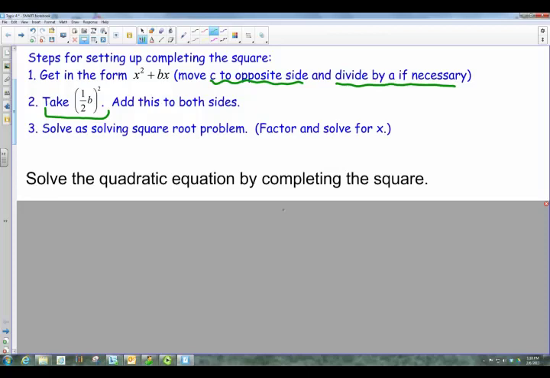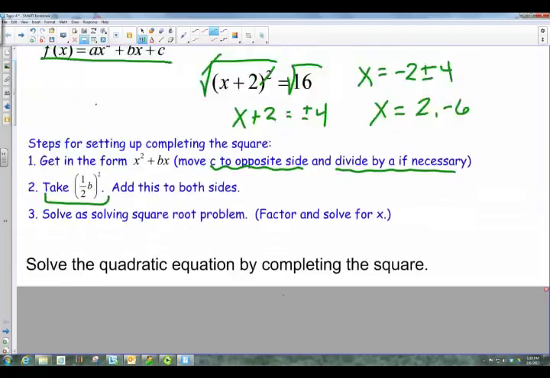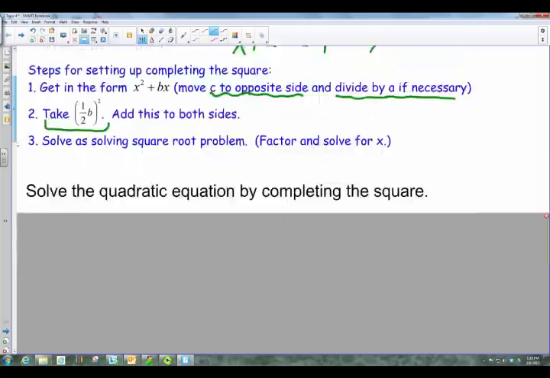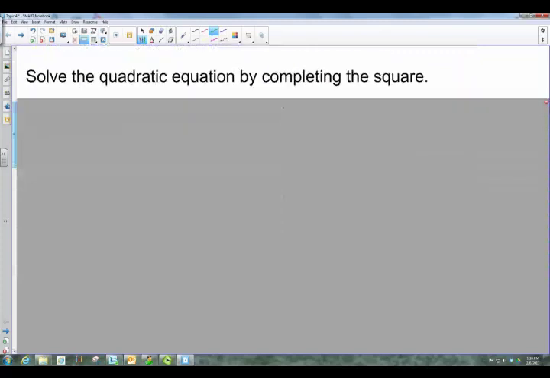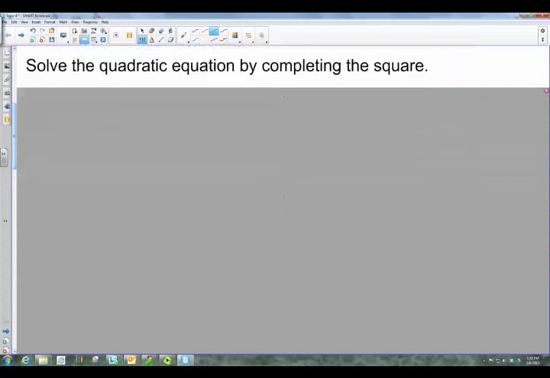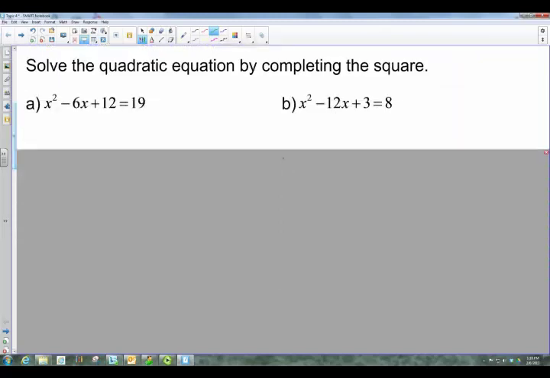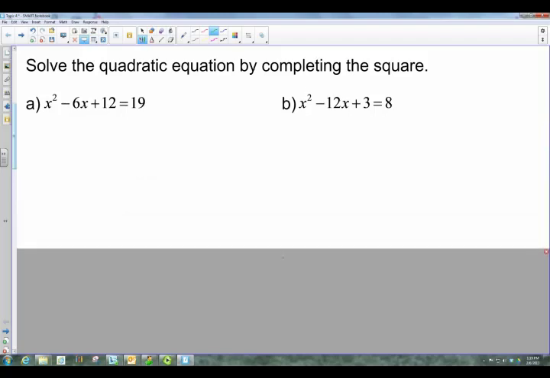Step 3 asks you to solve it as a square root problem, which was exactly what we did up above just a second ago right here. We solved that problem using the square roots, and we're able to figure out what the x were. Okay, so you factor it, it will be a perfect square, and then you solve for the x. So we're going to go through examples with this. If you need to, go back up, look at those notes, the 3 steps that I gave you, and help me solve these. So let's work through them.